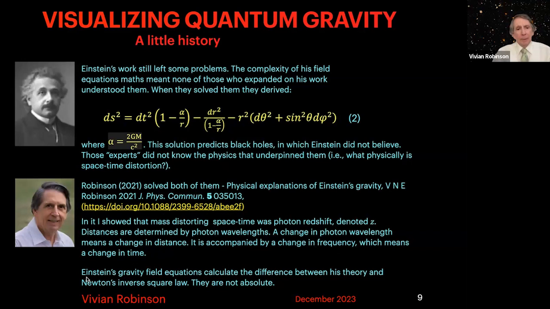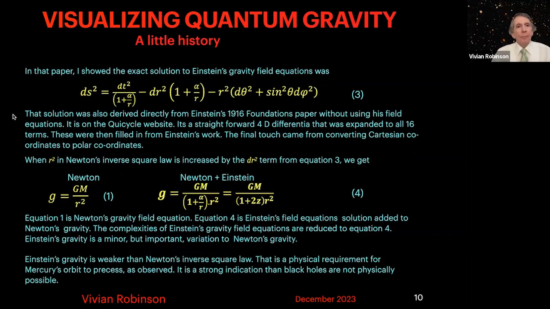The other thing that many people are not aware of, Einstein's gravity field equations calculate the difference between his theory and Newton's inverse square law. They are not absolute. In that paper, I showed the exact solution to Einstein's gravity field equations was given by this term, where the 1 minus alpha over r has been replaced by 1 over 1 plus alpha over r. That solution was also derived directly from Einstein's 1916 foundation paper without using his field equations.